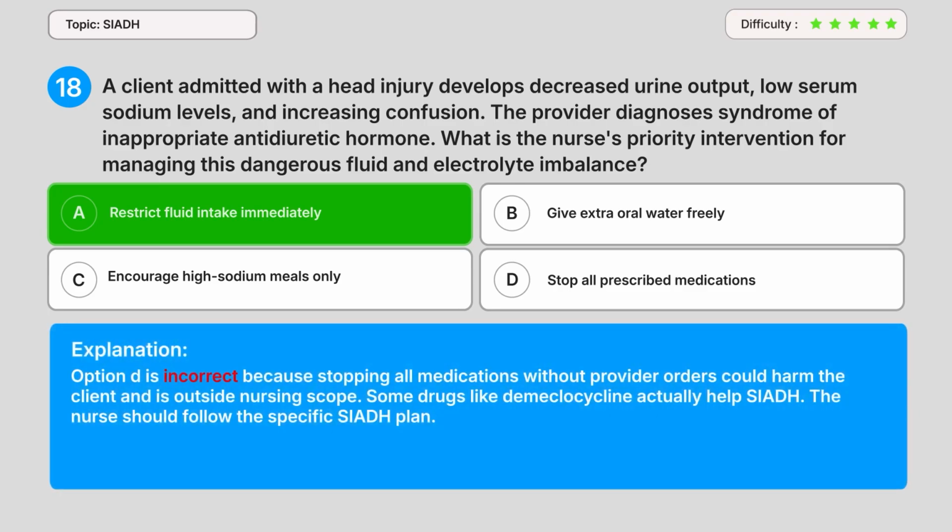Option D is incorrect because stopping all medications without provider orders could harm the client and is outside nursing scope. Some drugs like demeclocycline actually help SIAD. The nurse should follow the specific provider plan.